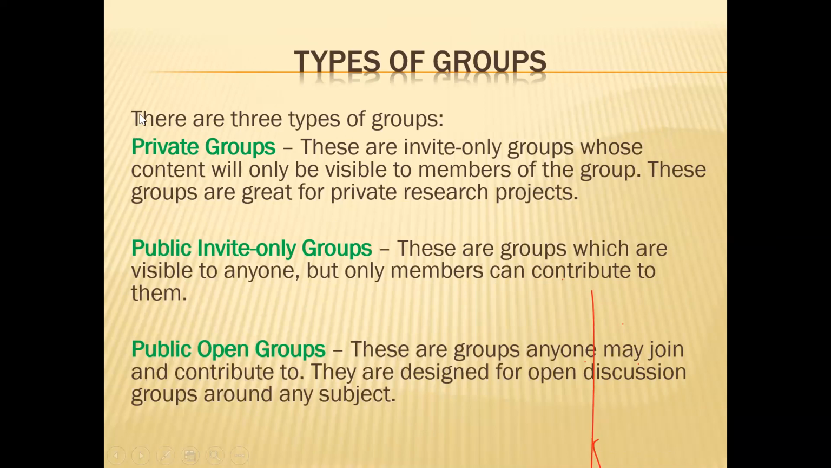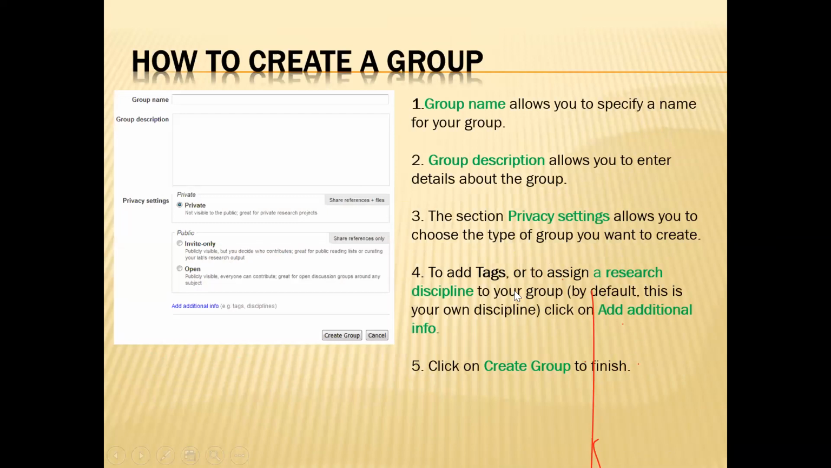How to create a group? When you click the Create Group button, this form will appear in front of you, where you will write the group name, you will write the description of the group, and you will put the privacy settings, whether you want it to be public, private, invite only or open, whatever settings you choose here. Then you will click on Create Group and your group will be created with your friends or with your colleagues.